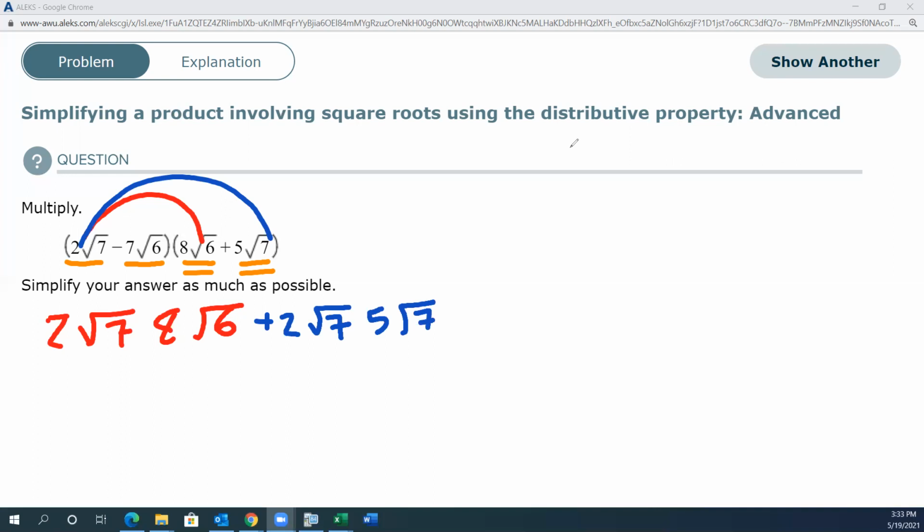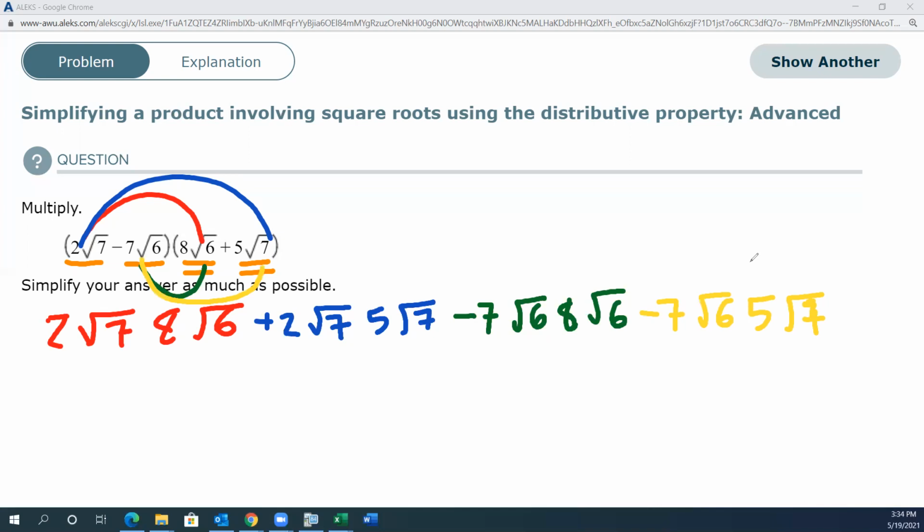And then, okay, so the first boy is done dancing with both girls. So the second boy dances with the first girl, minus 7 root 6 times 8 root 6. You'll notice that the 8 there and the 5 there and the 8 there, I'm careful to make sure they're not written under the square root signs. That would not be accurate. Okay, there we go. All right, so the second boy dances with the second girl, and we get minus 7 root 6 times 5 root 7.